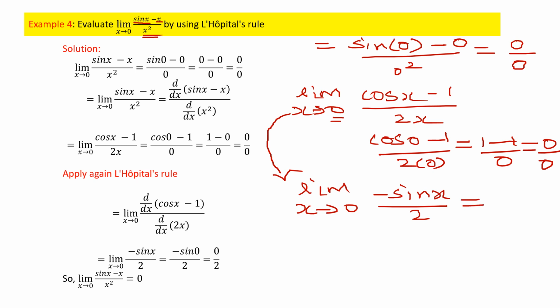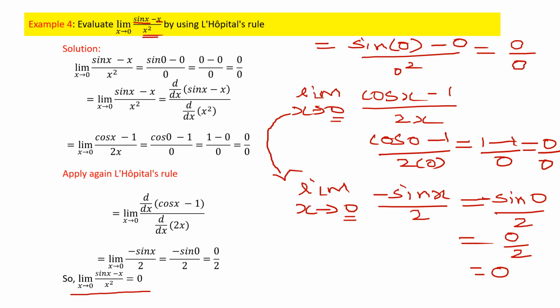Now I have to replace the limit value. Here the limit value is 0. So we'll have minus sin 0 divided by 2. We know that sin 0 is equal to 0. So we have 0 divided by 2. 0 divided by any number will be 0. So I say that the answer for the problem, limit x approaches 0, (sin x minus x) divided by x squared, is equal to 0.